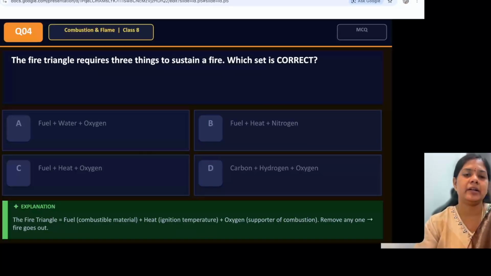The fire triangle requires three things to sustain a fire. Which is correct? Do you remember? Yes, it is option C: fuel plus heat plus oxygen. The fire triangle has three things: fuel, heat and oxygen. If you remove any one, the fire goes out.